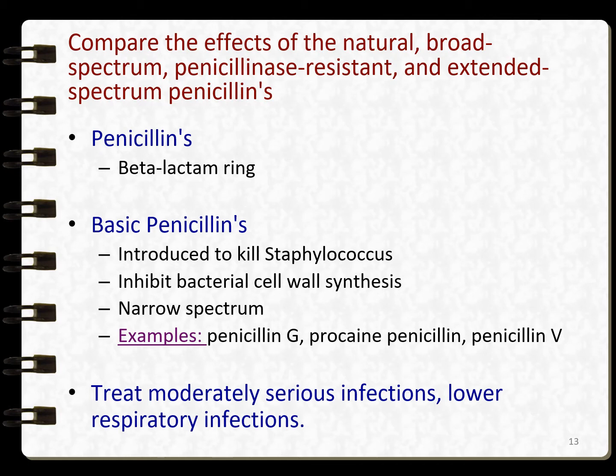Penicillins can be both bacteriostatic and bactericidal, depending on the drug and the dosage. Penicillin G is primarily bactericidal. Basic penicillins were introduced to kill Staphylococcus. They inhibit, like I said, the bacterial cell wall synthesis, and they're narrow spectrum. Examples again: penicillin G, procaine penicillin, and penicillin V. They can treat moderately serious infections and lower respiratory infections as well. And interestingly, these were the first antibiotics to be administered orally and by injection.